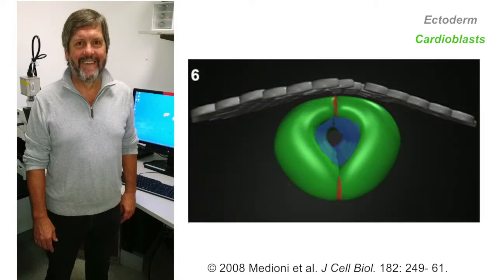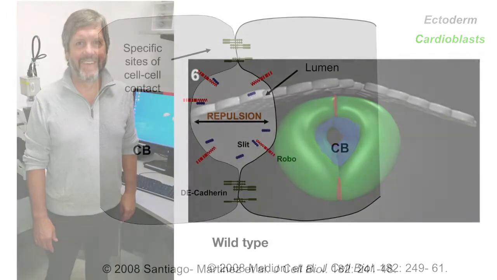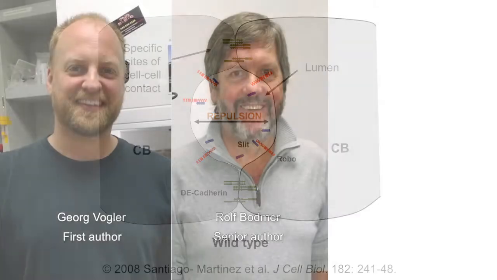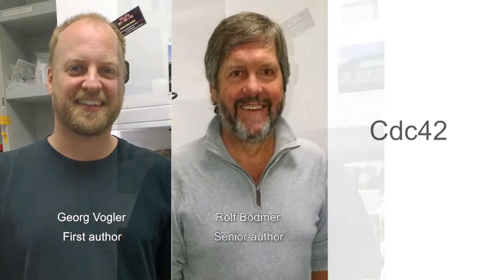between the contralateral cardioblasts. Lumen formation is promoted by the extracellular matrix signaling protein SLIT, which is thought to inhibit intercellular adhesion in the organ's luminal domain. Bodmer and colleagues, however, were interested in the potential role of Cdc42, a small GTPase already known to regulate adult heart function in flies and mice.